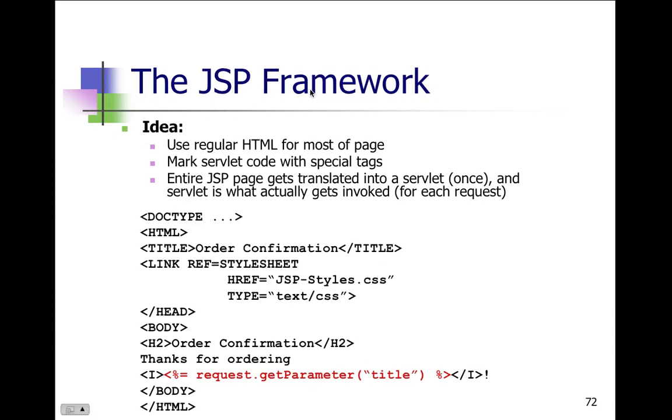Here's the JSP framework in terms of the idea. Use regular HTML for most of the pages, mark servlet code with special tags, and the entire JSP page gets translated into a servlet once, and then the servlet is what actually gets invoked for each one of the requests. And here's a sample JSP page where we've got HTML in there, and we have a link in here. This is JSP style, using a CSS sheet for that. Order confirmation. Thanks for your order. Here's the request.getParameter for the title of the request, and the rest of the information in the HTML format that's going to be sent back.